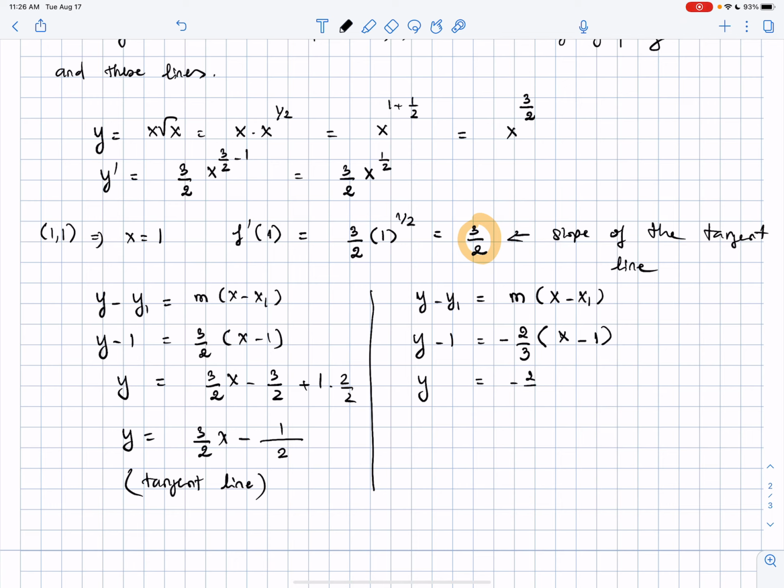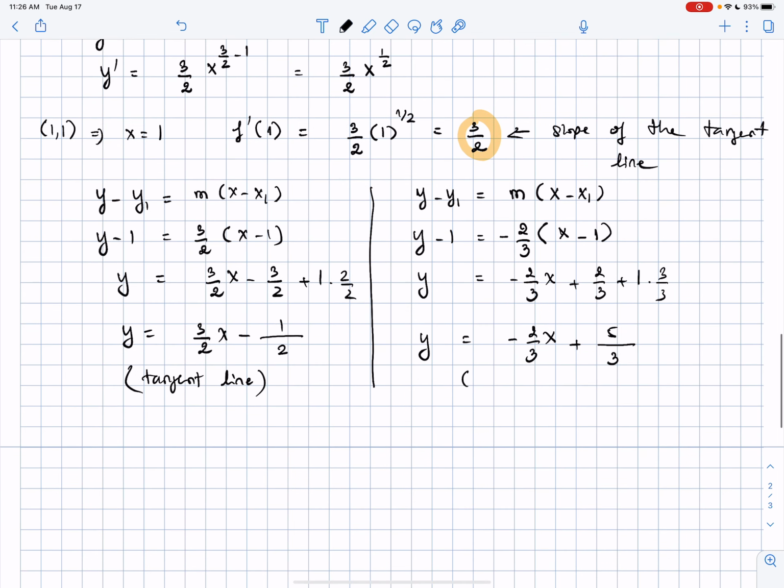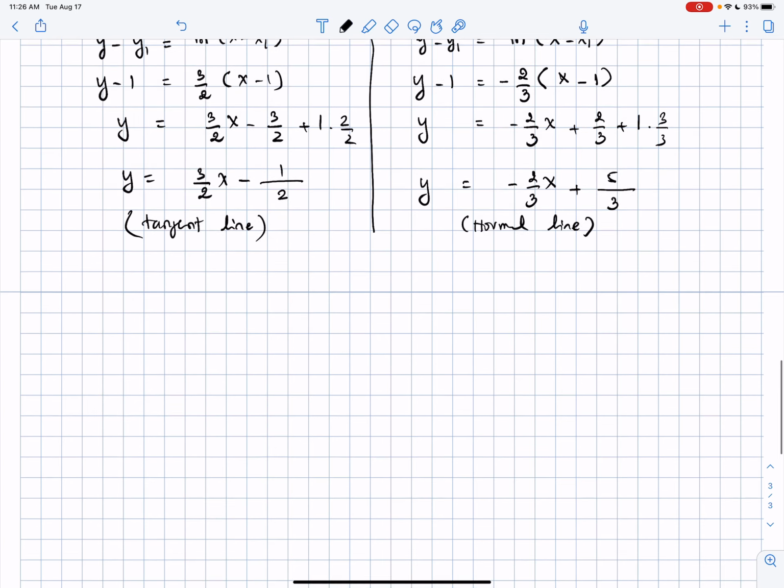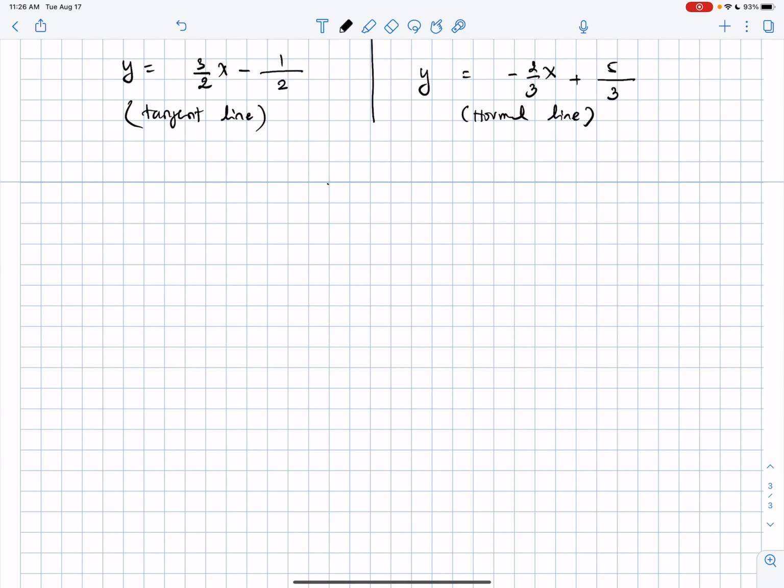Now we distribute this and then add 1 to both sides. The LCD is 3, so we got 5/3. So this one is the normal line. The question asks us to graph all of them. So we will first graph the curve first.